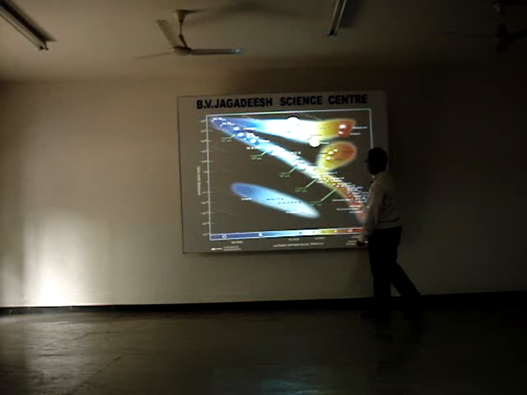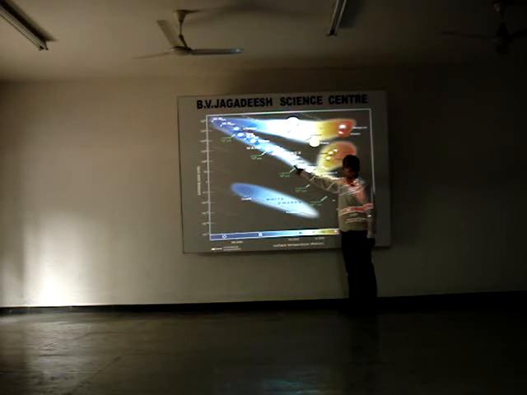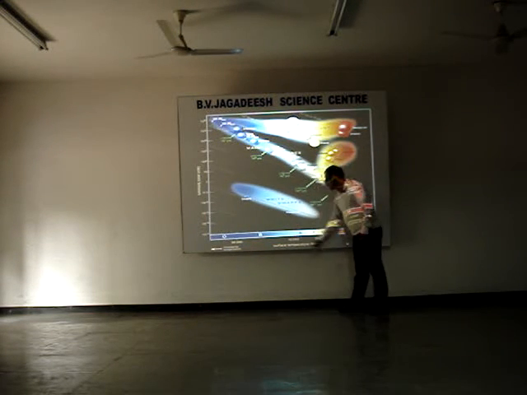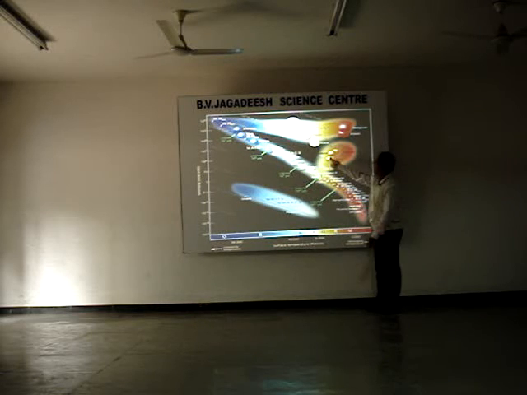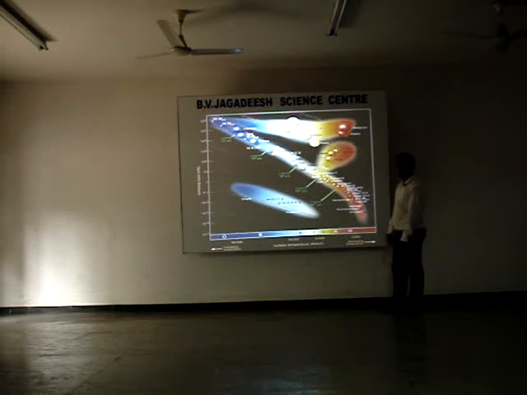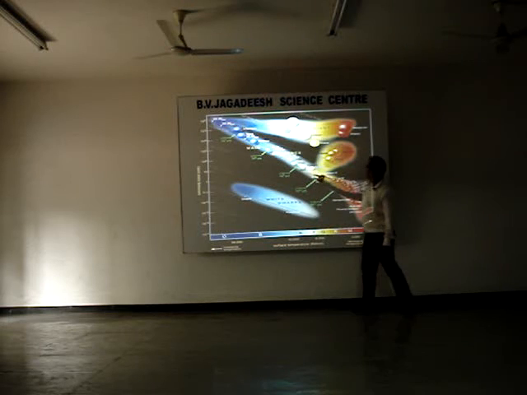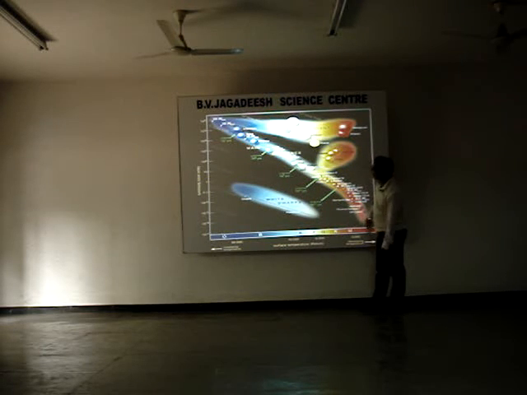Sirius. Sirius is here. It's a blue star. Surface temperature about 10,000 degrees. Arcturus, a reddish yellow. Surface temperature around 5,000. Pole star? Pole star is Polaris.